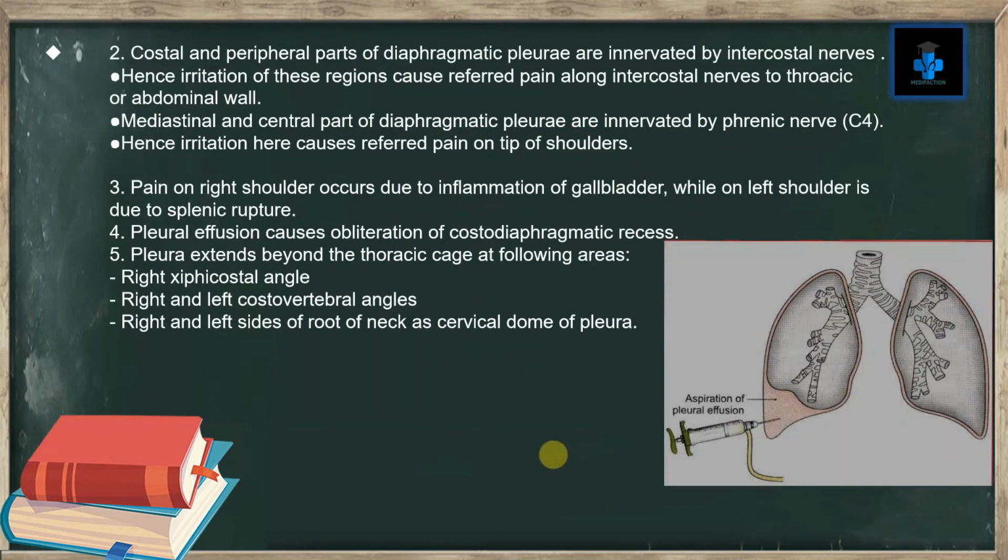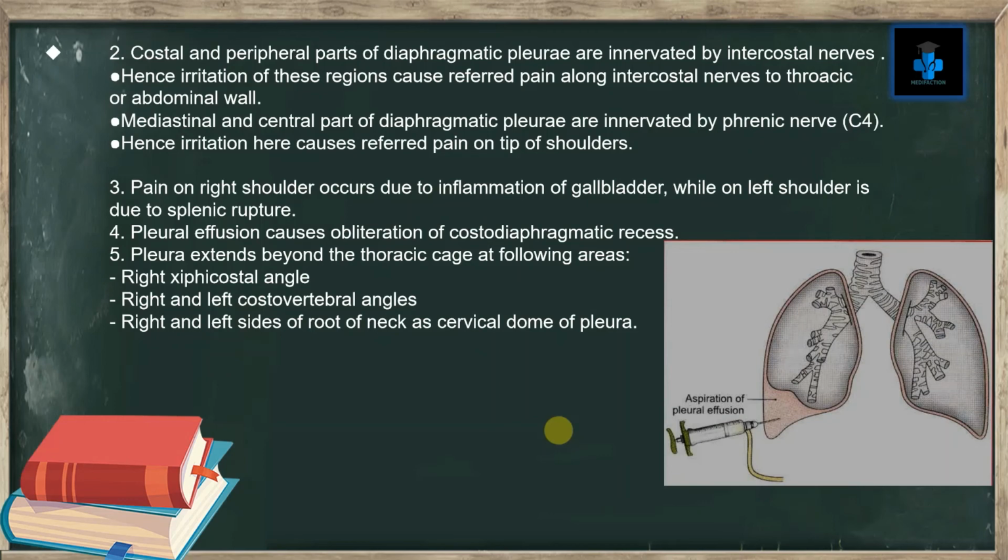2. Costal and peripheral parts of the diaphragmatic pleurae are innervated by intercostal nerves. Hence, irritation of these regions causes referred pain along intercostal nerves to the thoracic or abdominal wall. Mediastinal and central part of diaphragmatic pleurae are innervated by phrenic nerve. Hence, irritation here causes referred pain to the tip of the shoulders. 3. Pain on the right shoulder occurs due to inflammation of the gallbladder, while on the left shoulder it is due to splenic rupture.